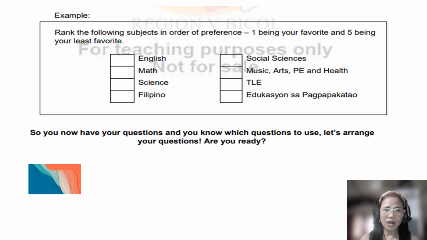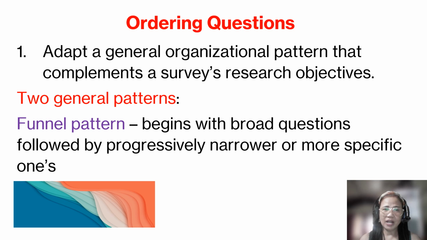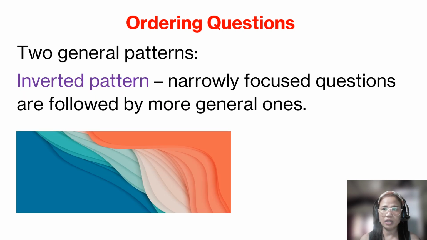So, you now have your questions and you know which questions to use. Let's arrange your questions. Are you ready? So number 1, adopt a general organizational pattern that complements a survey's research objective. There are 2 patterns to make use of. Number 1, a funnel pattern begins with broad questions, followed by progressively narrower or more specific ones. Number 2, inverted pattern. Narrowly focused questions are followed by more general ones.